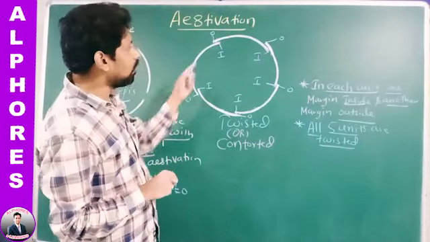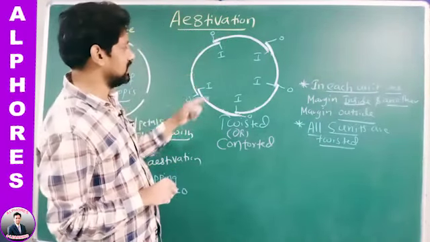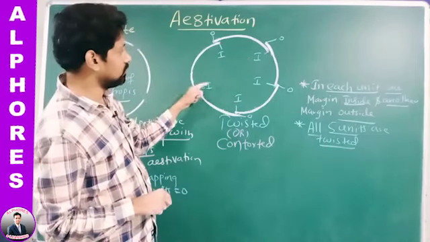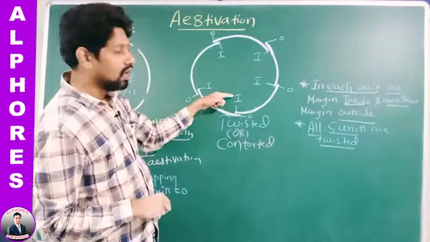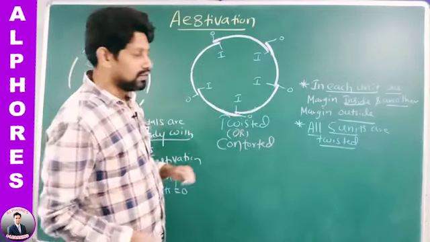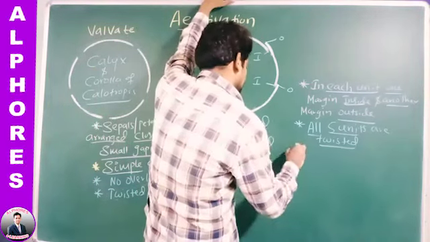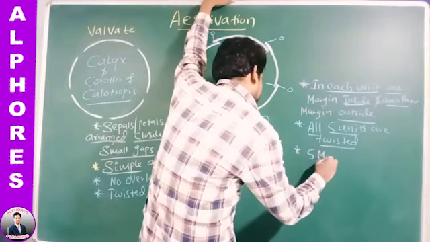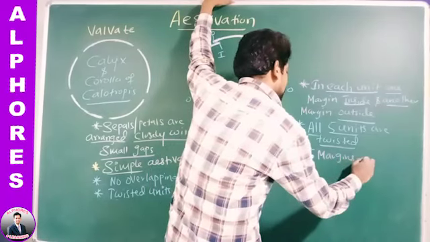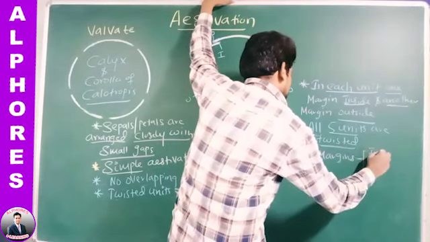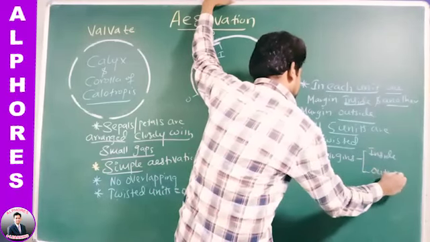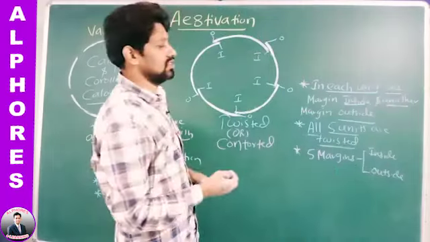How many margins are towards inside? 1, 2, 3, 4, 5. How many margins are outside? 1, 2, 3, 4, 5. Therefore, 5 margins in, 5 margins out. 5 margins inside and 5 margins outside.